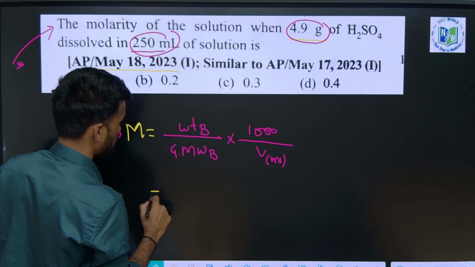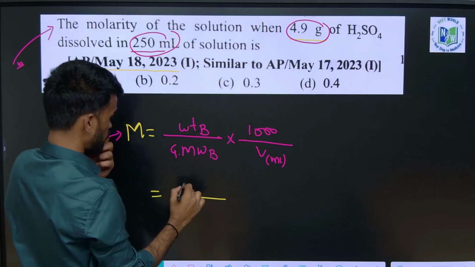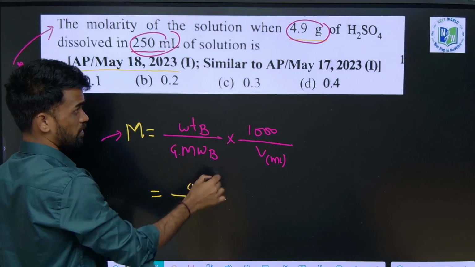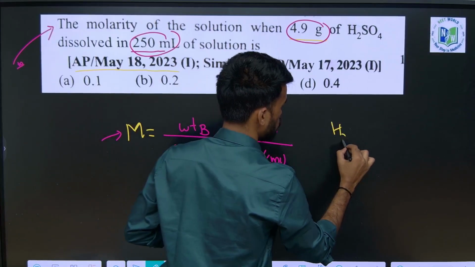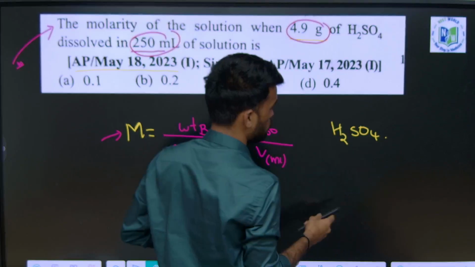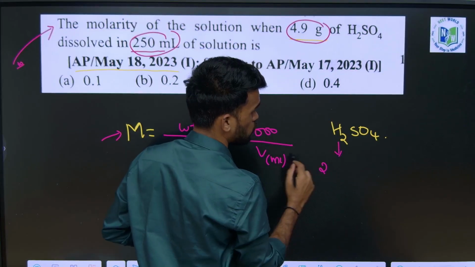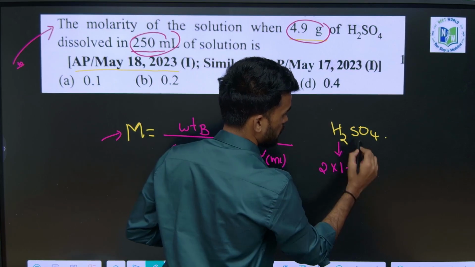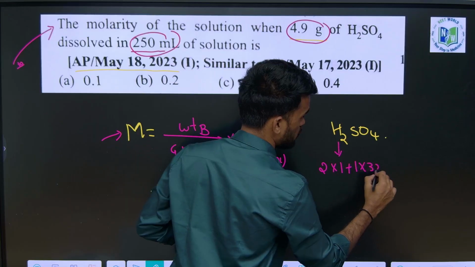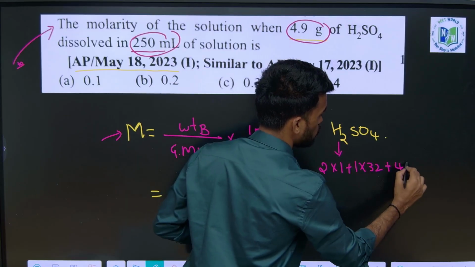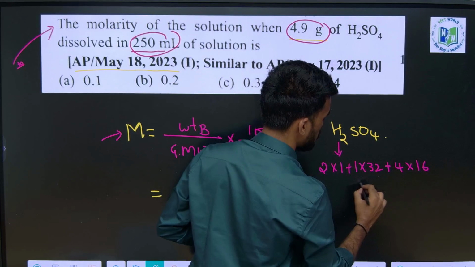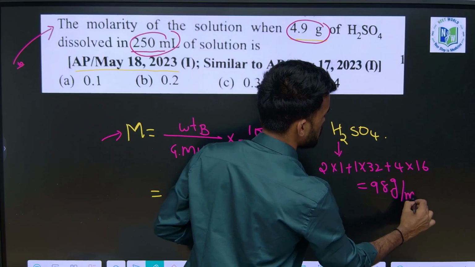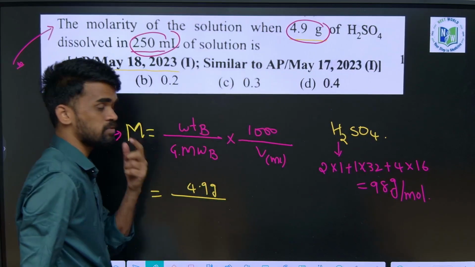So now what are we getting here? What is the weight they have given? 4.9 grams. What is the gram molecular weight of sulfuric acid? H2SO4 it will be 98. How do we do that? Here we have 2 hydrogen atoms, 2 into 1, plus 1 sulfur, 1 into 32, plus 4 oxygens, 4 into 16. If you do this, you get 98 gram per mole. This is the gram molecular weight or molar mass of sulfuric acid.